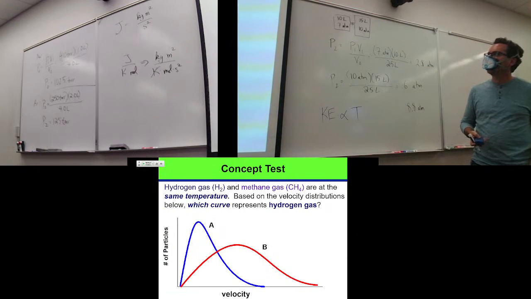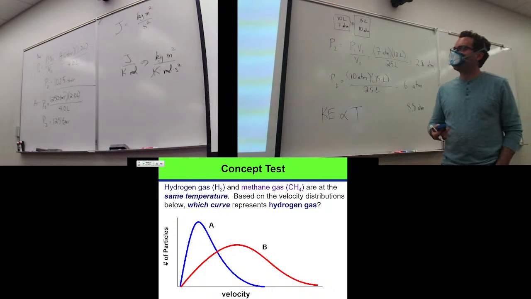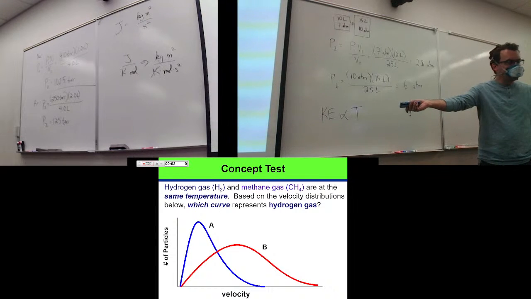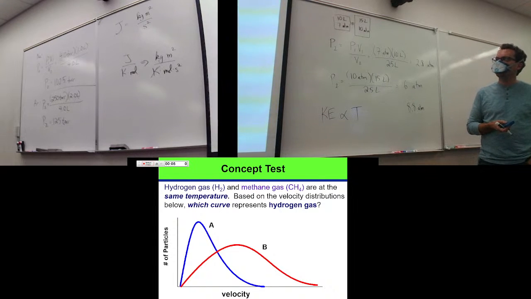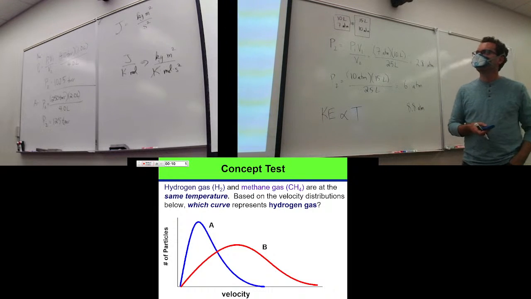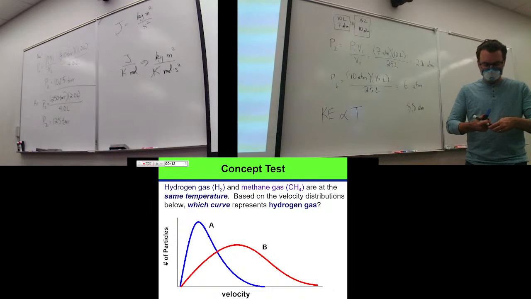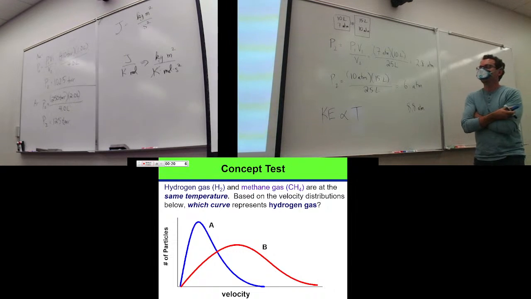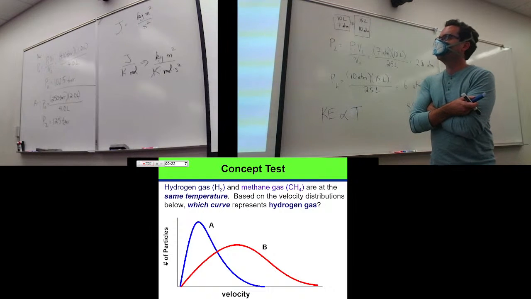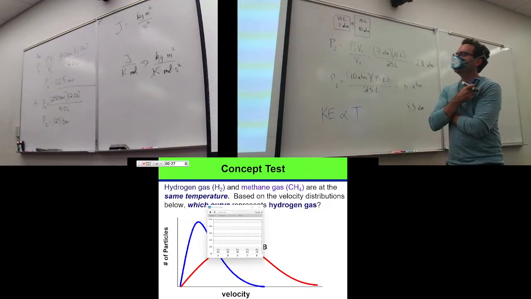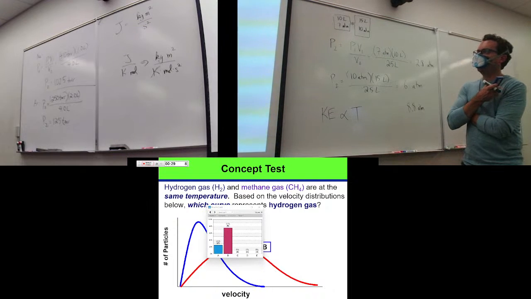pressure and volume. So I've got two curves, A and B, and these are velocity distributions. We have velocity on the x-axis. Which one represents hydrogen gas? So hydrogen versus methane. It'll make sense in a second if you're not sure. There we go. It is B.